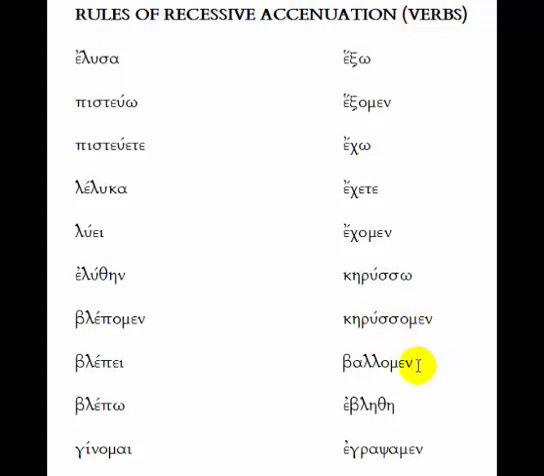All right. So balomen, balomen. This is the word for cast or throw. 1, 2, both short, so I can go all the way back to the alpha here.